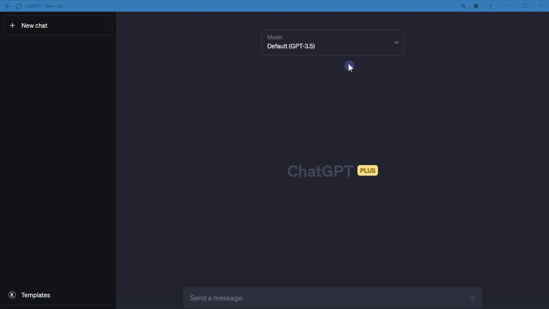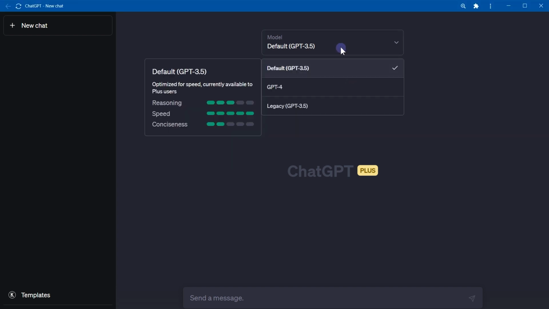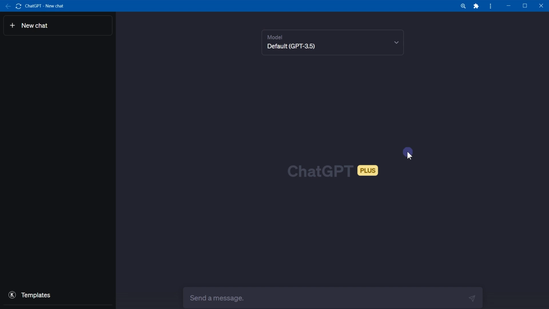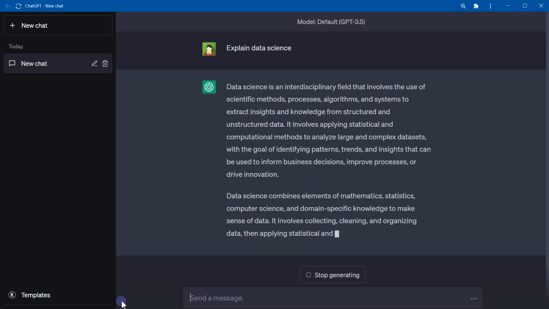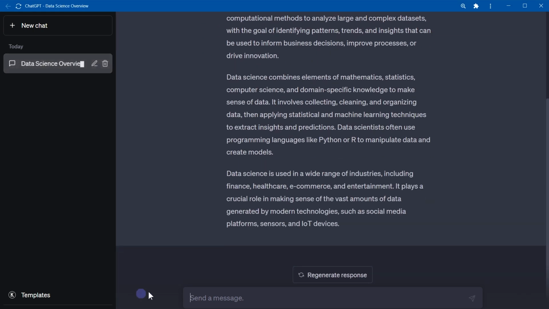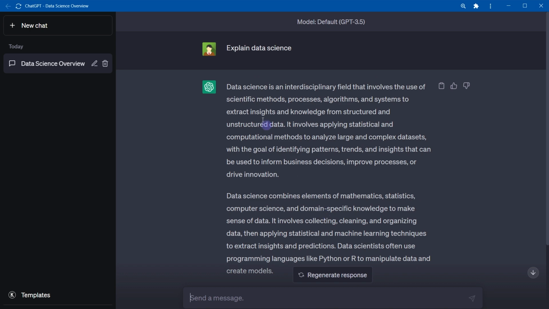For speed, I will use ChatGPT 3. First one is simple. Type explain and then type the actual keyword or topic that needs explanation. For example, explain topic, keyword or term. Explain data science. Data science is my keyword or topic or key phrase. And here is the explanation for the topic of data science.